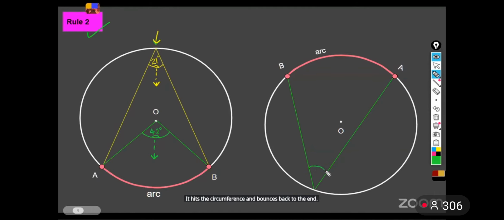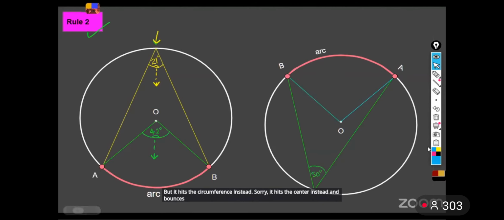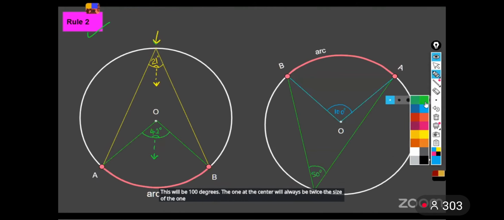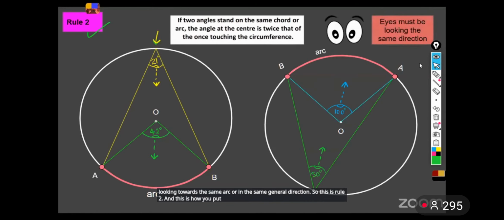There must be an angle here. Let's assume this angle is 50 degrees. If we have another angle starting at point A, but it hits the center instead and bounces back, look at this angle here. This will be 100 degrees. The one at the center will always be twice the size of the one touching the circumference. And if I convert this to an eye, and I convert this to an eye, and both eyes are looking towards the same arc or in the same general direction, so this is rule 2. And this is how you put rule 2 in words.